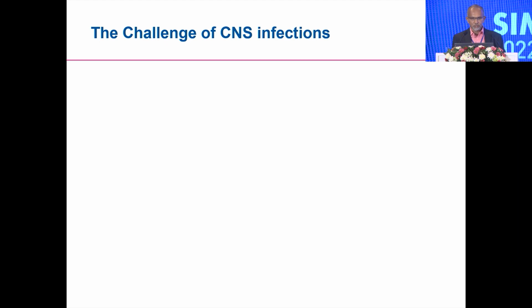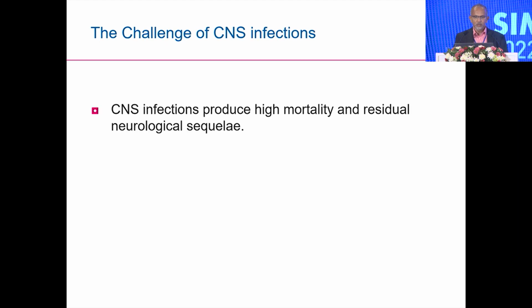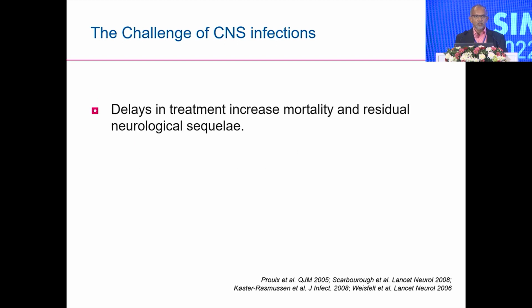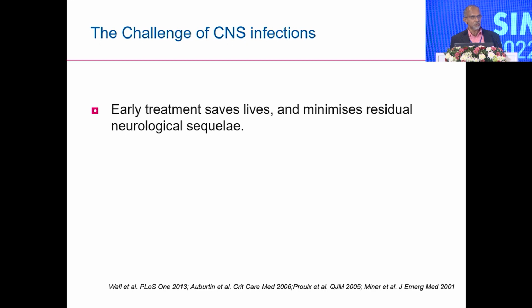So what's the fuss about CNS infections? What we know is that CNS infections lead to large numbers of deaths and large numbers of neurological sequelae. Whether it is bacterial, TB, or viral, it's the same thing: lots of deaths and lots of disability. What we have also learned is that delays in treatment increase mortality and the residual neurological deficits. And the converse is also true: early treatment saves lives and minimizes residual neurological deficits.